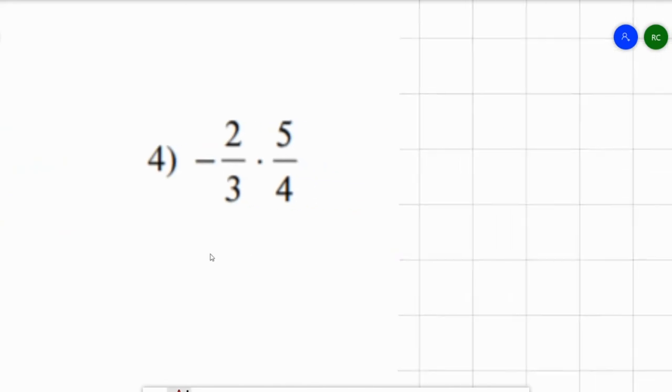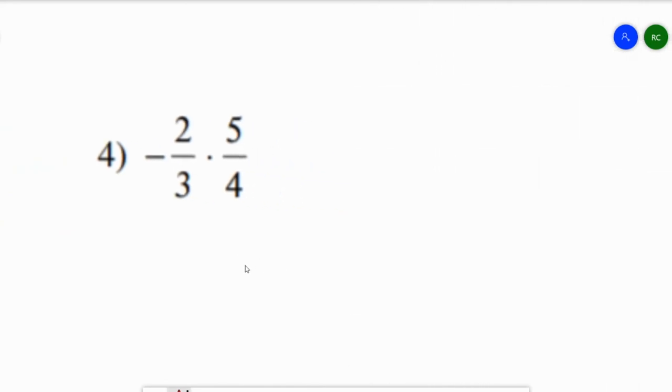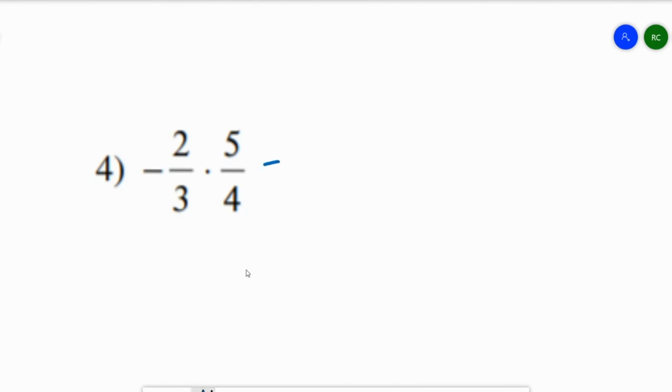We're picking up steam here. Number 4. Negative 2/3 times 5/4. Well, let's see how quickly we can do this one. Do we see anything here that we can divide right away? Well, I do notice that there is a 2 on the top and a 4 on the bottom. Both of those are divisible by 2, so I can divide this by 2 and get 1, and I can divide this 4 by 2 and get 2.